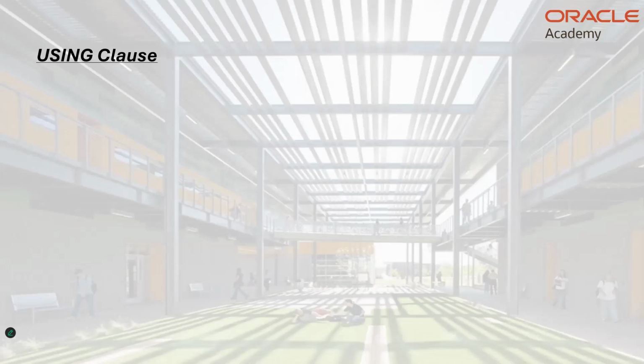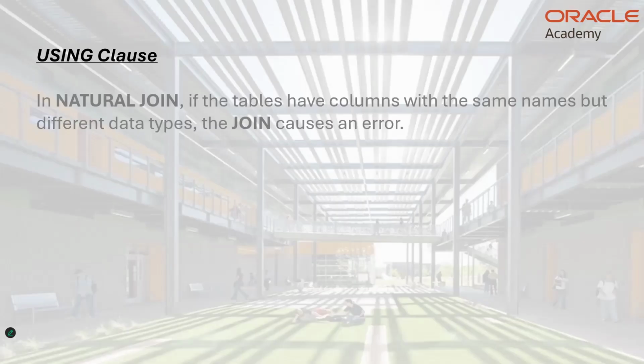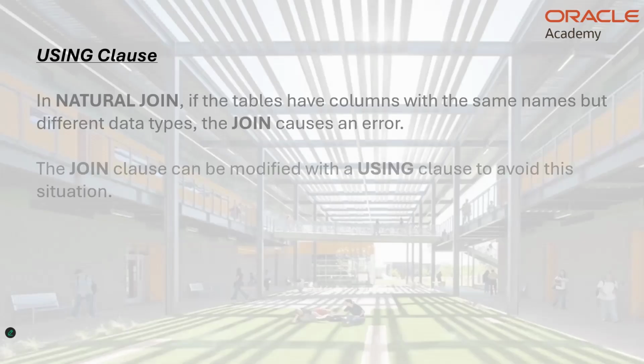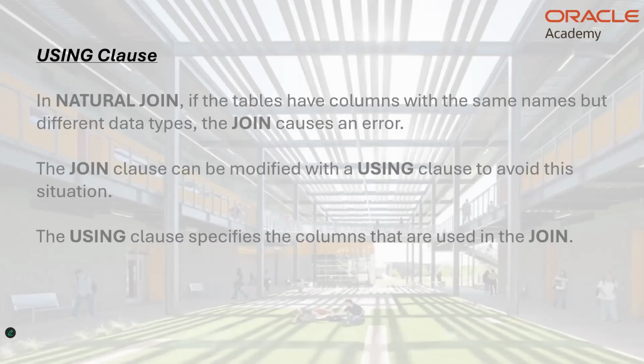All right, so the first clause we're going to look at is the USING clause. And these are part of joins. So in a natural join, and this will answer to a certain degree Diana's question, if the tables have columns with the same names but different data types, the join causes an error. The join clause can be modified with the USING clause to avoid this. The USING clause specifies the columns that are used in the join.